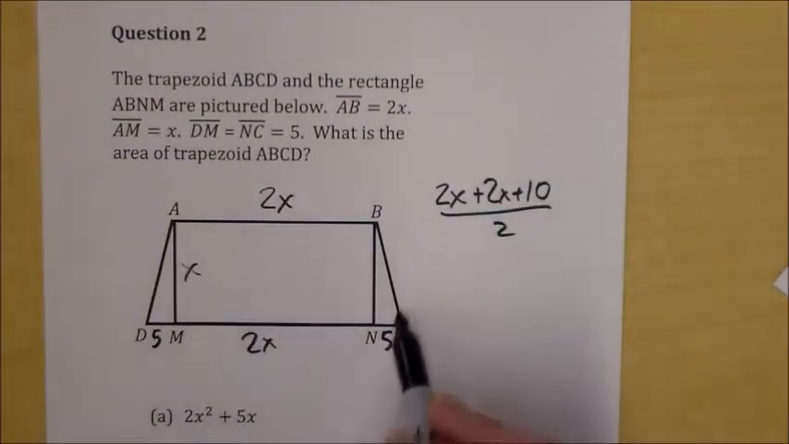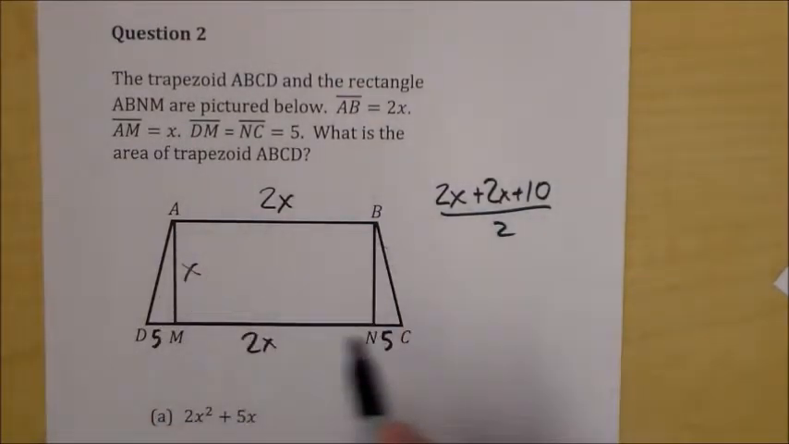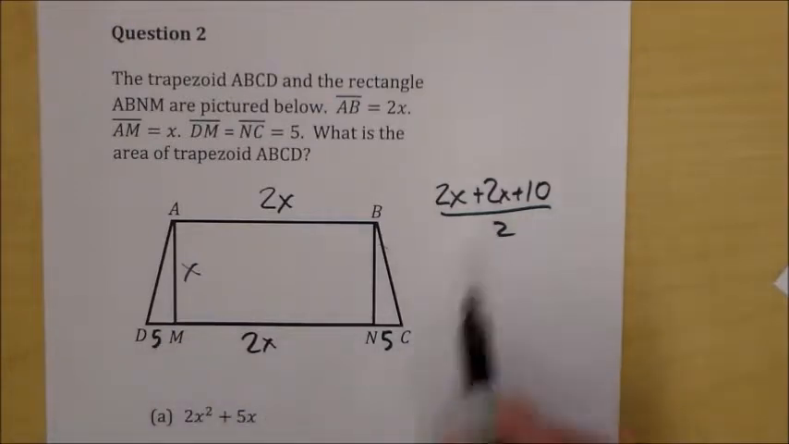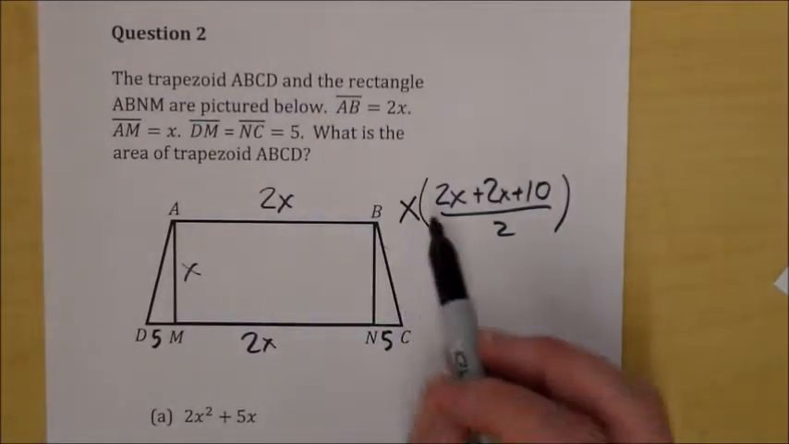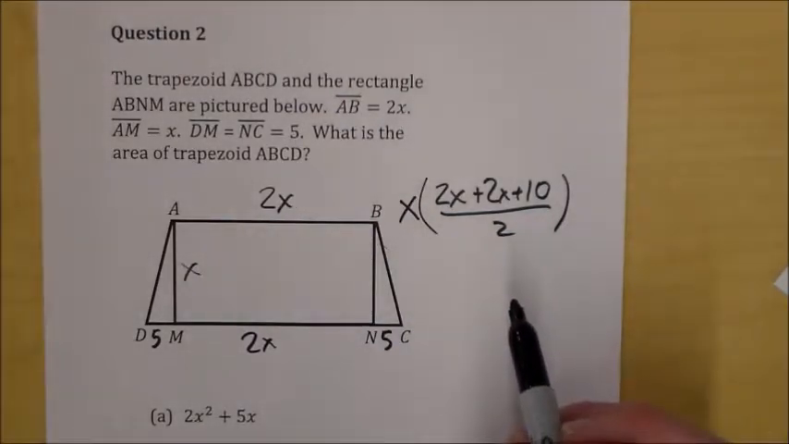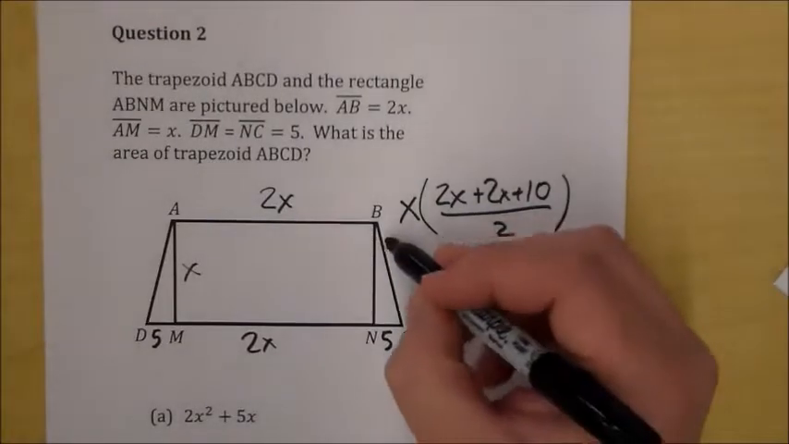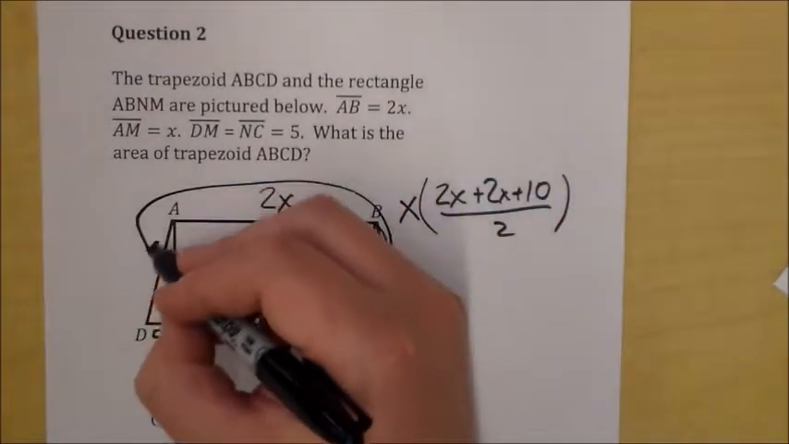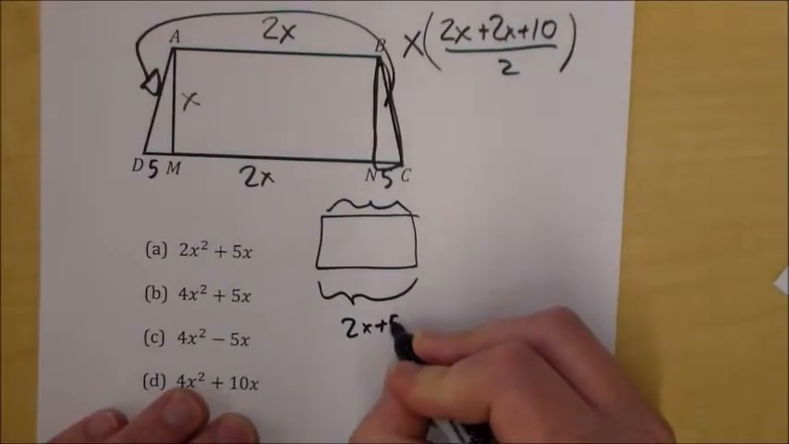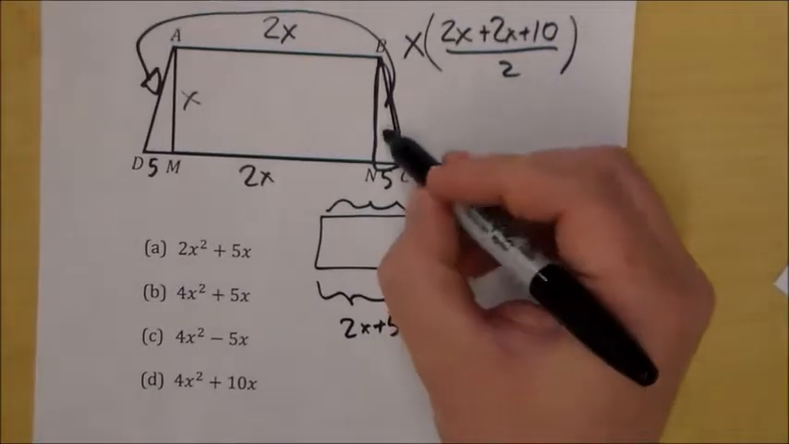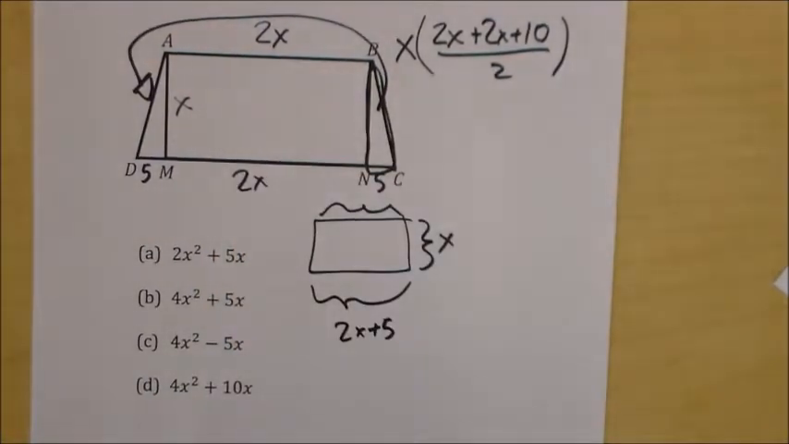Because we want to get the average of the two lengths. So it's this plus this. 5 and 5 is 10, and we're going to divide by 2 to get the average, and multiply that whole thing by x. That will give us the area. You can also think about it as taking this little triangle, bringing it over there, and making a rectangle. Both of these sides would be the same, and they'd both be 2x plus 5. And this side here would be x, because you take this triangle and move it over there. Press pause if you don't get it.